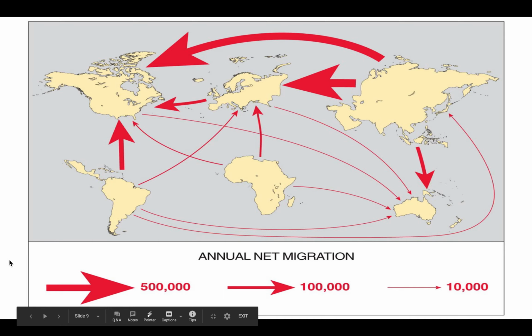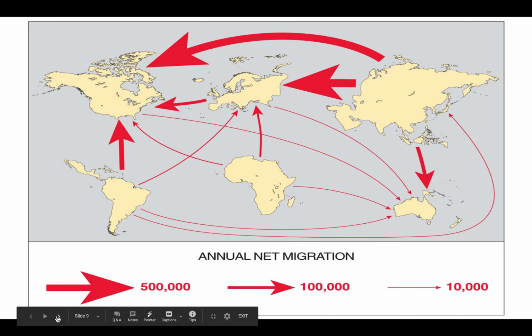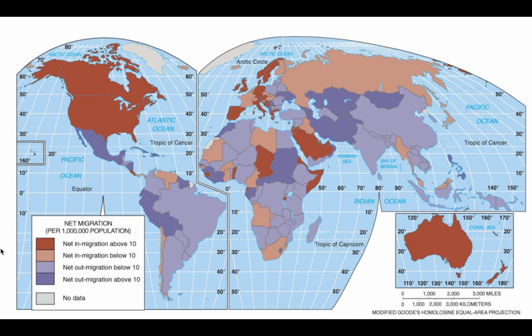Here's a flow chart that shows, based on the size of the arrow, the immigration flow. So we can see the largest flow is going to be from Europe and Asia to North America. And then we also see a large flow from Eastern Europe and Asia to Europe. Net migration, remember, if it's a net in country, that's how they get more immigrants coming into the country than emigrants leaving the country.